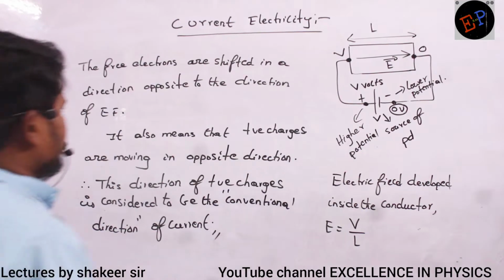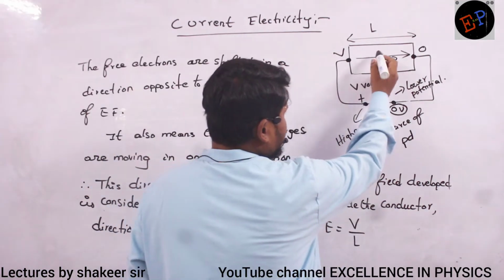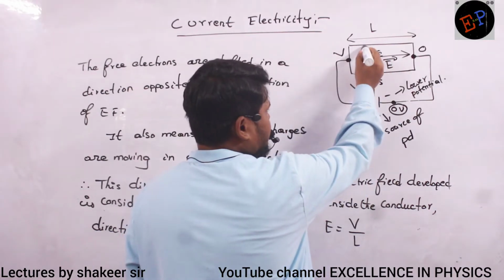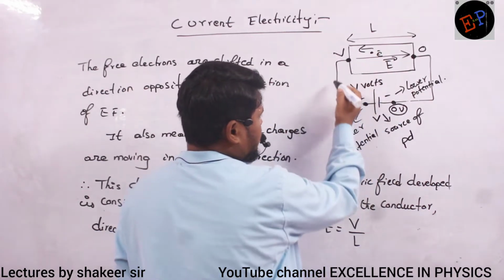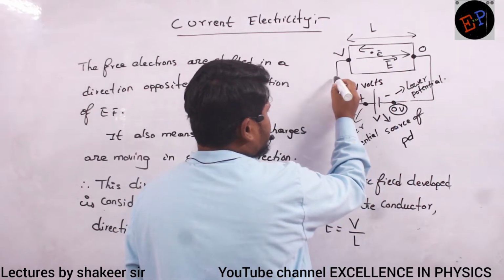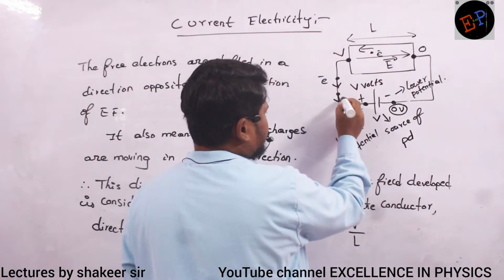See, the meaning of this statement is that electrons start moving in this direction. So therefore throughout this external wire, what will flow? Electrons start moving in this direction. This is the direction of electron flow.